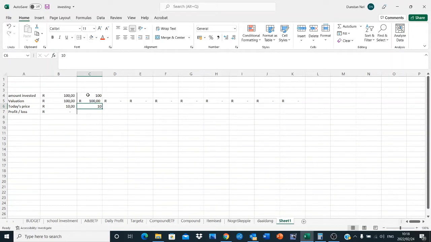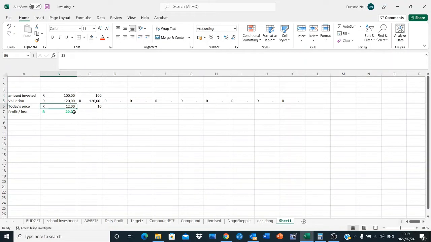This is the value that I bought. This is the valuation right now, and that is today's share price. So the current profit and loss, of course, is zero. All right, so let's say we just keep tracking this, and tomorrow the share price goes up to 12 Rand. Now you can see my valuation moved up to 120. I bought 100 Rands worth of shares, my shares are still 10, and I have a profit of 20 Rand because my valuation is now 20 Rand more than what I put in.